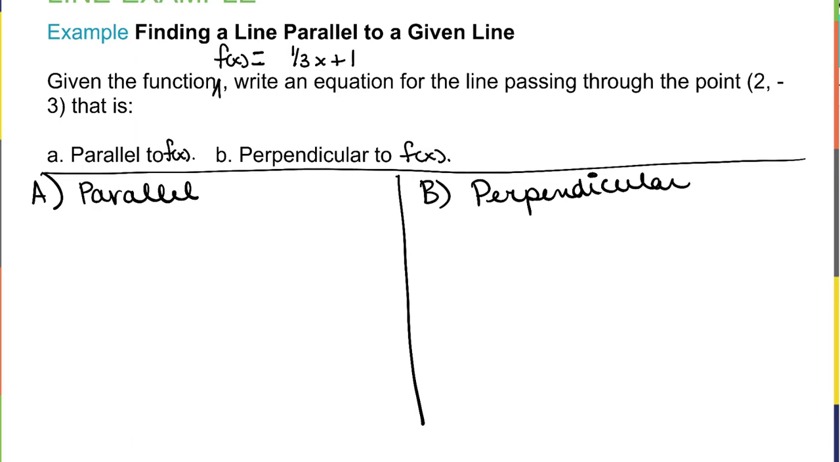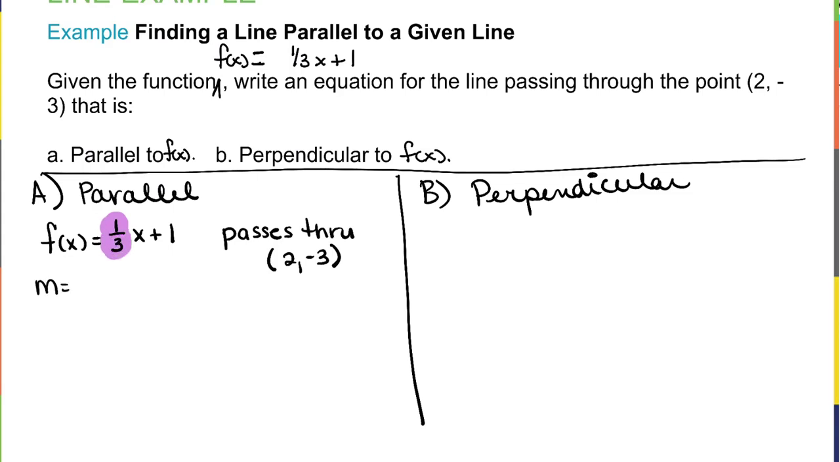So for parallel, what we're trying to find is the equation of a line that is parallel to 1/3 x plus 1, and it passes through the point (2, -3). That's what we're trying to find. So first, identify what the parallel slope is. The slope of the function is 1/3. So the slope of your parallel function is also 1/3.